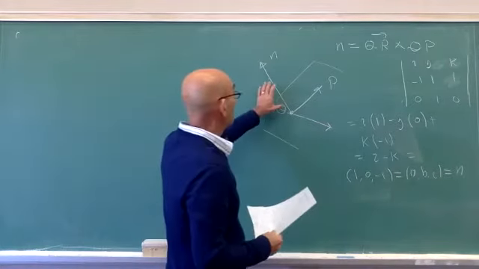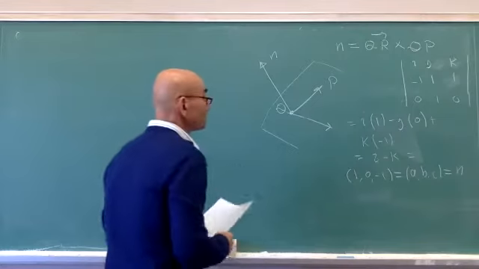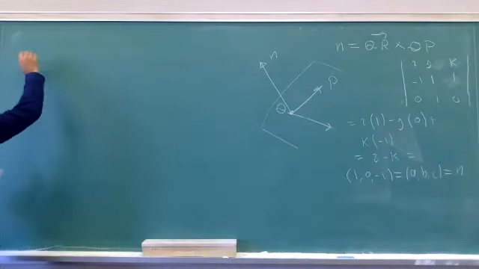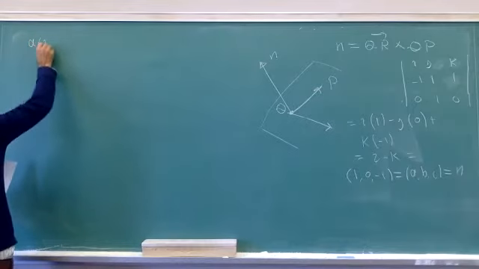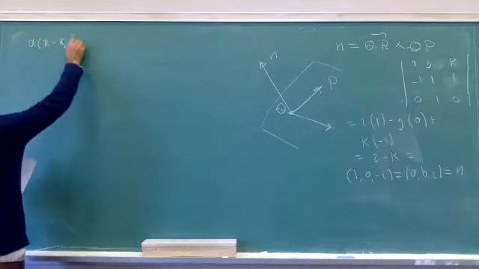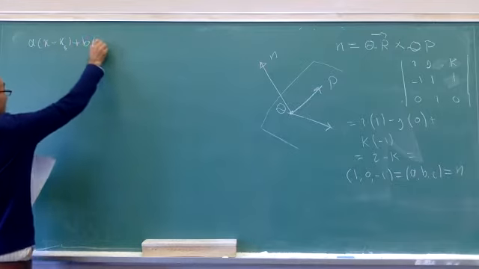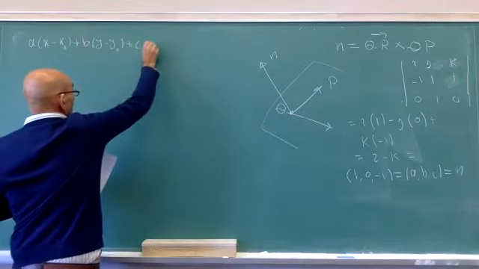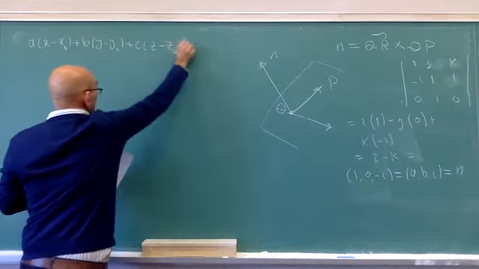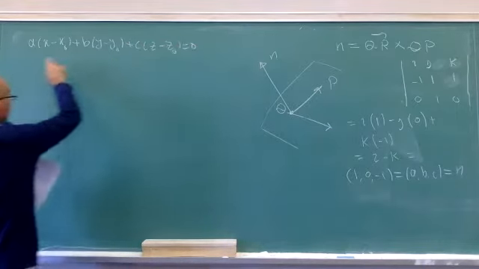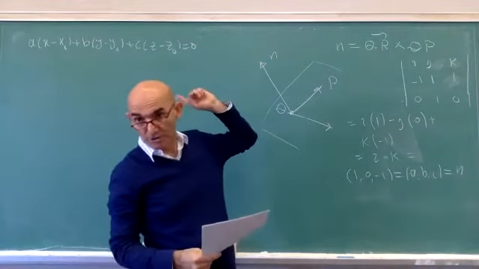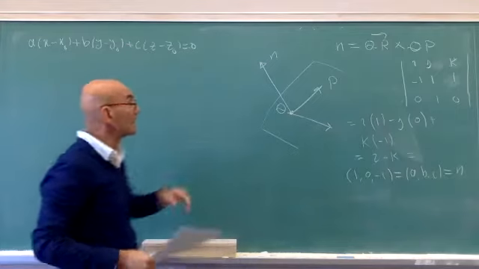So the equation now is, what was the equation? The equation is a times (x minus x0) plus b times (y minus y0) plus c times (z minus z0). That's also a form of equation that I immediately erased when I derived it, but we can use this form as well, right?